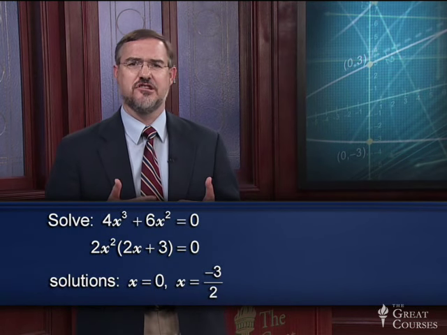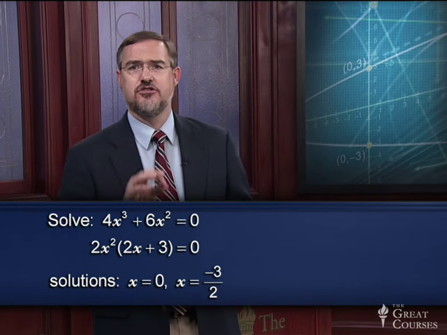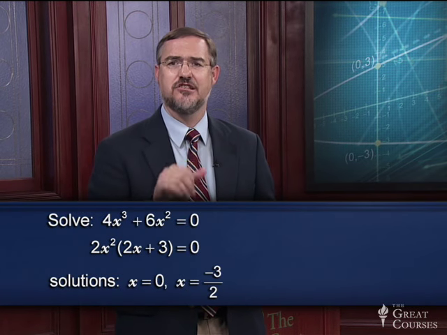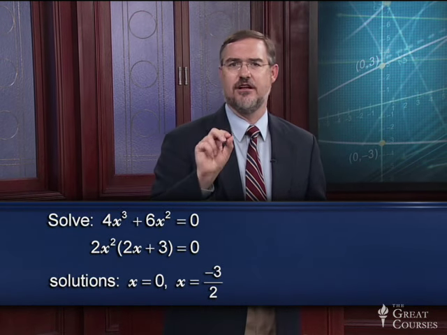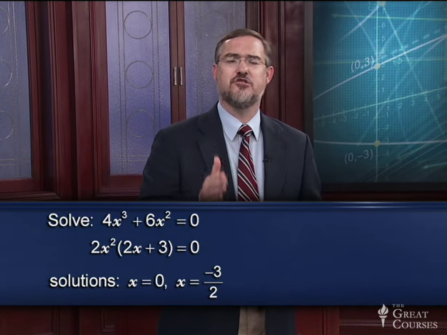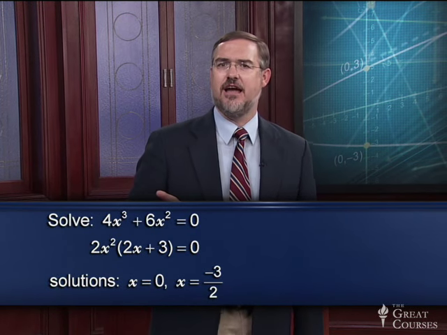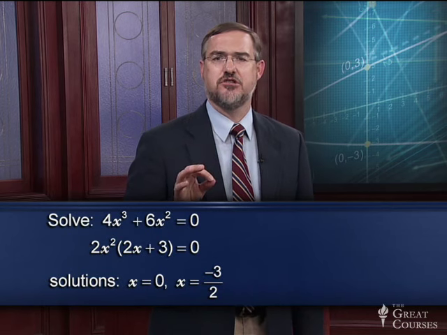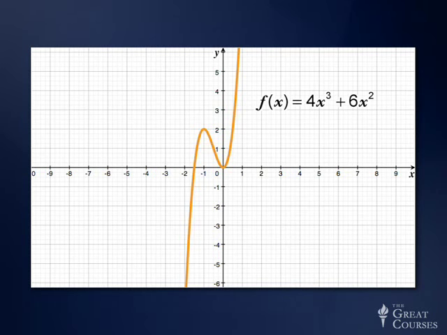And just to keep with this idea of looking at the graph one more time, the graph is going to just touch the x-axis at x equals 0 because the x is raised to the second power and that's even. But the graph is going to completely cross the x-axis at x equals negative 3 halves because the 2x plus 3 is just raised to the first power and that's odd. If you look at the graph of the original polynomial that we started with, you'll actually see this in that graph.